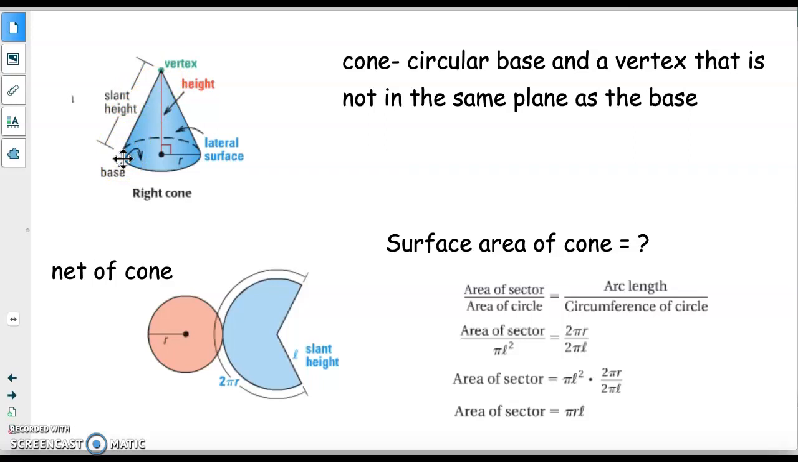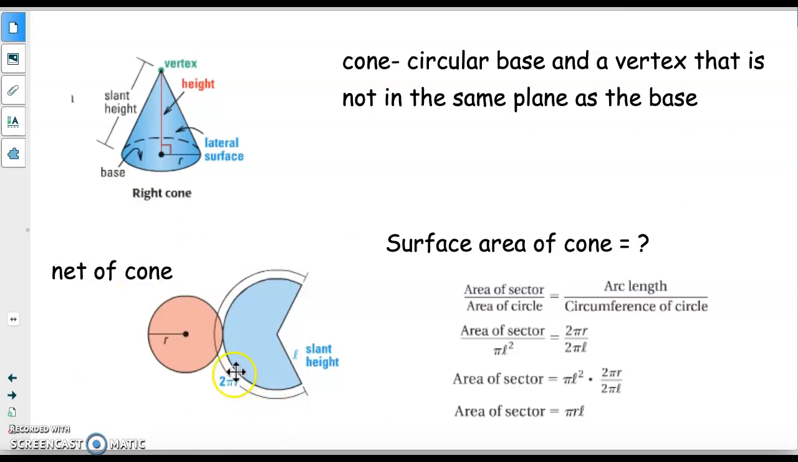And again, you'll see that there's a right triangle formed between the height, the radius of the circle, and the slant height. So we're going to be able to use that right triangle to help us as we think about the surface area of the cone. If you look down below here, it shows you what a cone would look like if we unfolded it, the net of a cone.